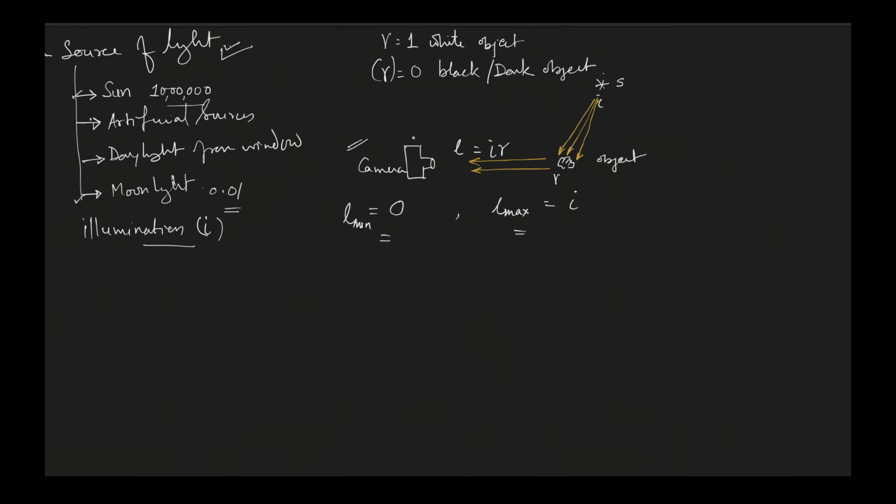Would the camera system be able to record all these lights? Say on a sunny day, this much light is available, Lmax is I. Would the camera sensor be able to record all these? What do you think? Would it be able to do it?